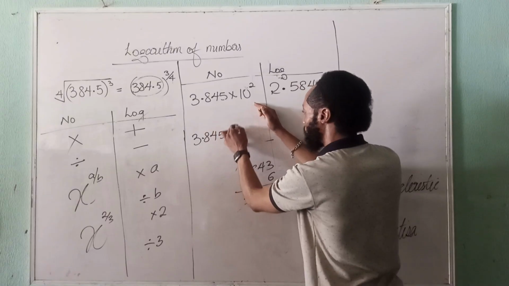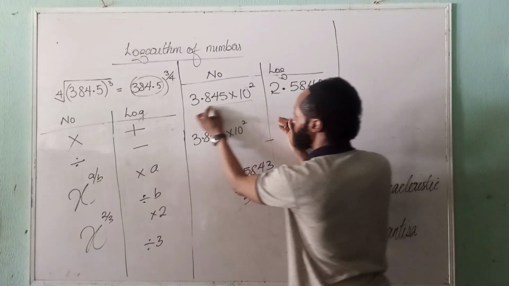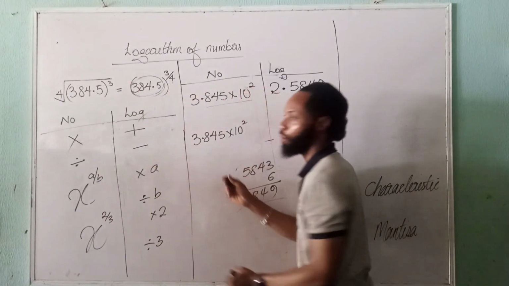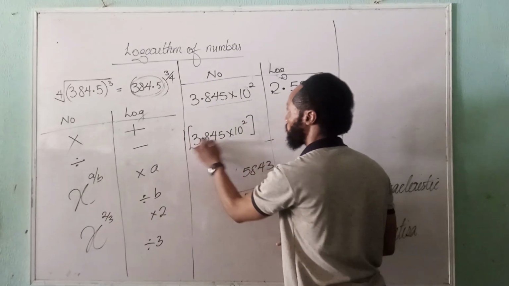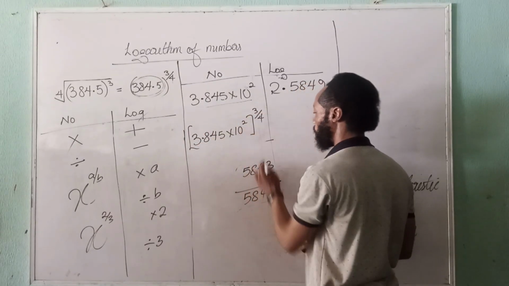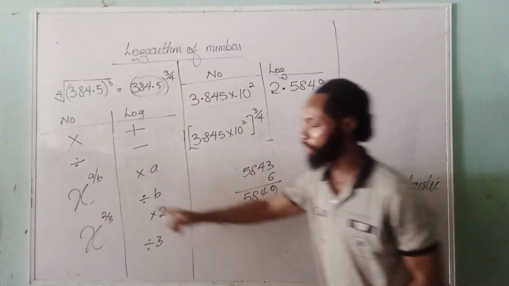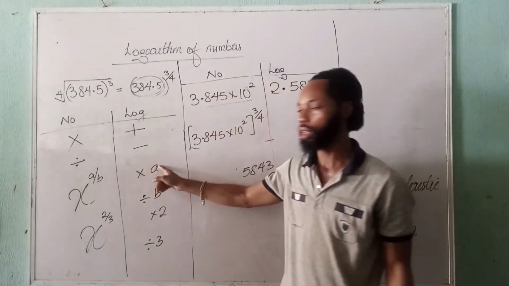3.845 times 10 raised to the power 2. Remember, this is the whole of this inside. Now we're bringing the external part, all raised to the power 3 over 4. Remember what I said. You multiply by your what? The numerator of the index.